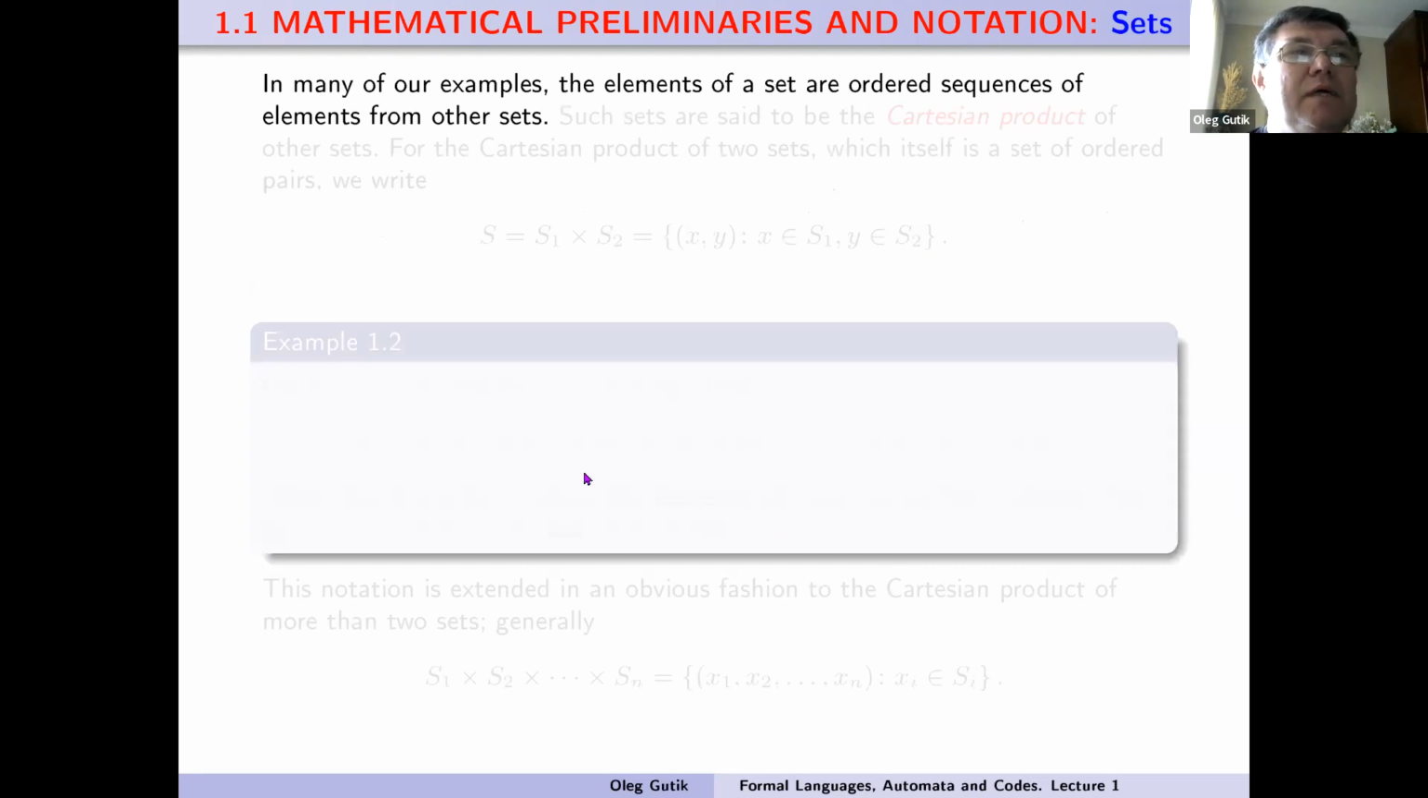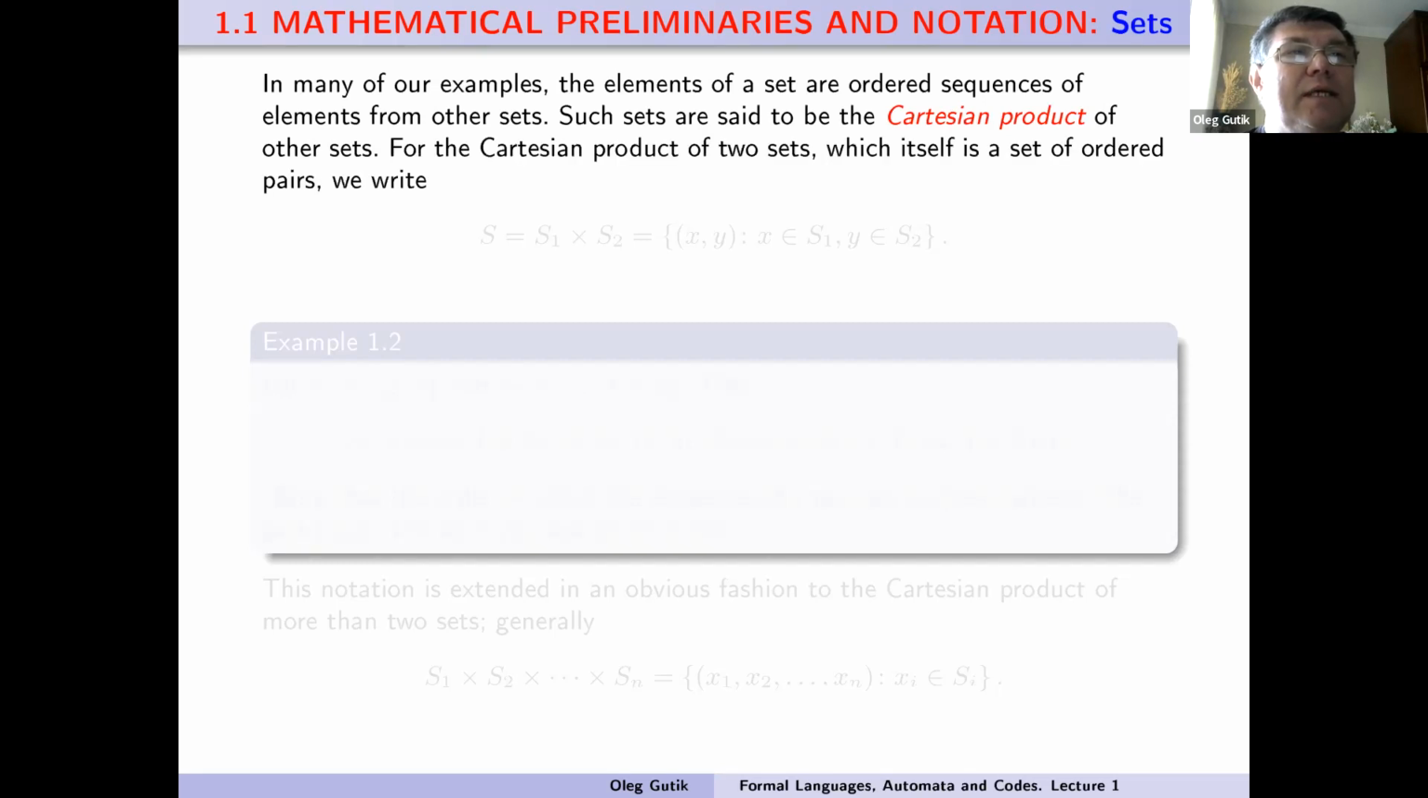In many of our examples, the elements of a set are ordered sequences of elements from other sets. Such sets are said to be the Cartesian product of other sets. For the Cartesian product of two sets, which is itself a set of ordered pairs, we write S is equal to the Cartesian product of S1 and S2, and this consists of the ordered pairs (x, y), so that x belongs to S1 and y belongs to S2.